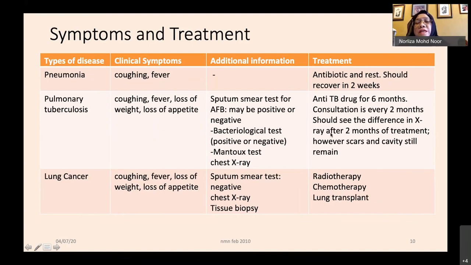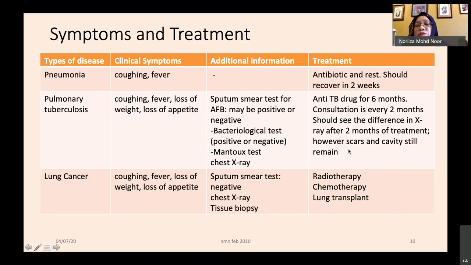Now the treatment will be that you are given anti-TB drugs for 6 months. All right, the consultation is every 2 months to see the difference in the X-ray, to see whether there is any improvement of your TB. Because sometimes some patients have drug resistance to these anti-TB drugs, right? So therefore they have to go on another type of treatment.